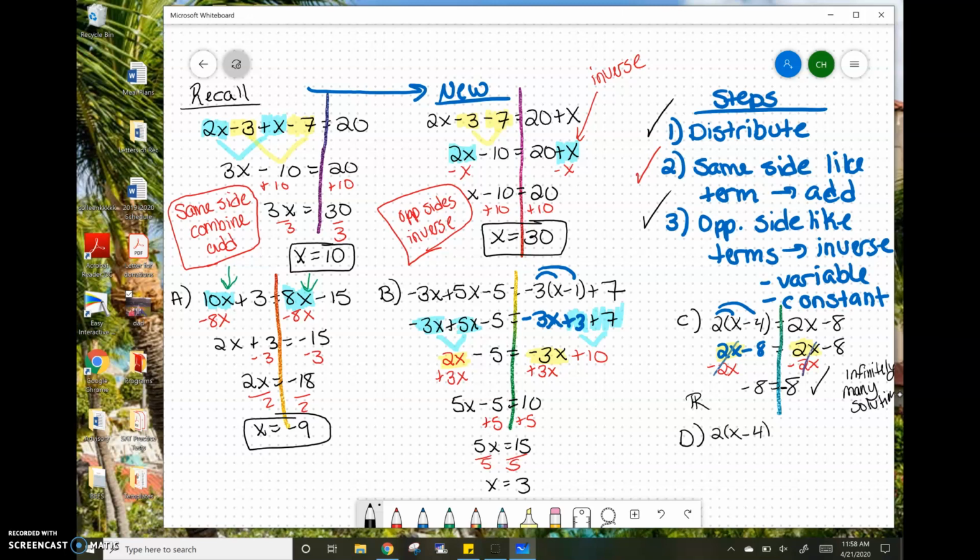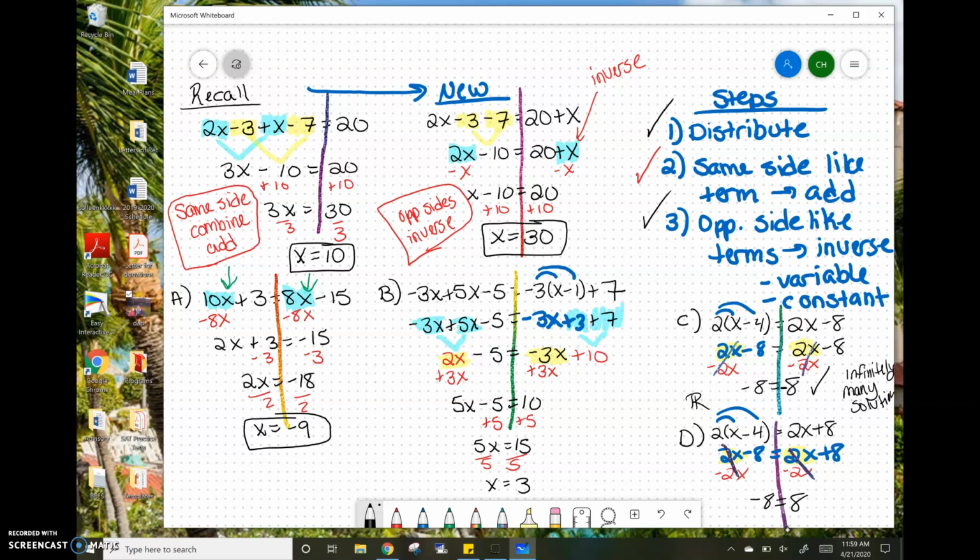Let's just say, for example, that I changed one sign here. Let's say I changed that -8 at the end to +8. So I would still start with my distributive property first. 2 times x and 2 times -4. Then I would try to get my variable terms together with inverse operations. Since it's a +2x, I should subtract 2x on both sides, and oh, they cancel again. And you're left with -8 equals +8.